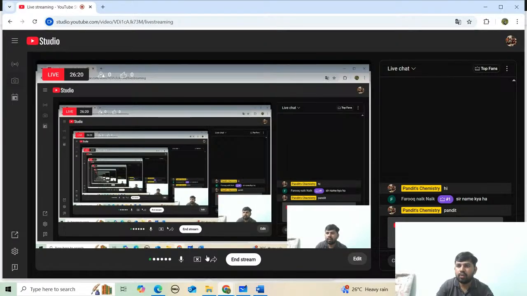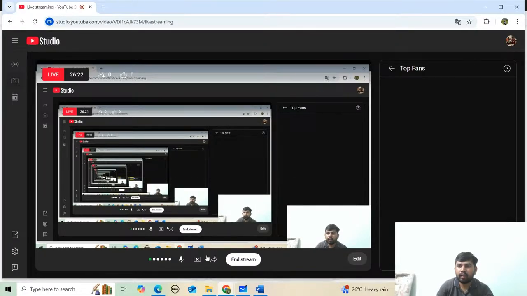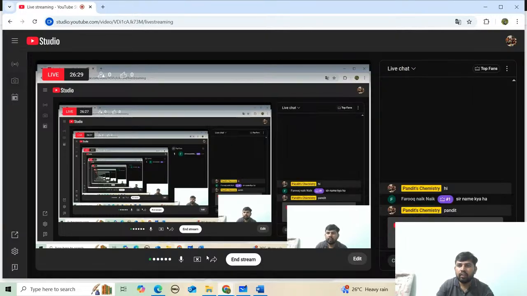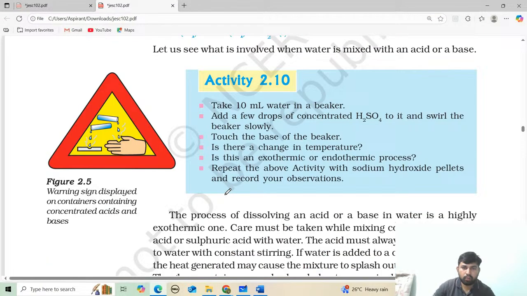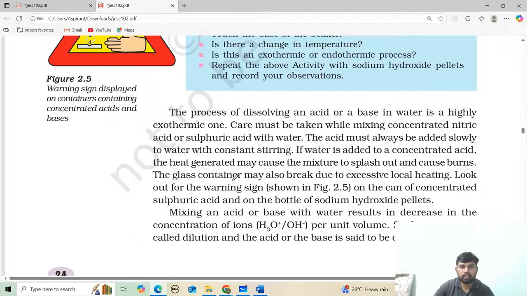Okay, now see. Now we can go for the next concept that is given here. Something else, again about Activity 2.10, the process of dissolving.